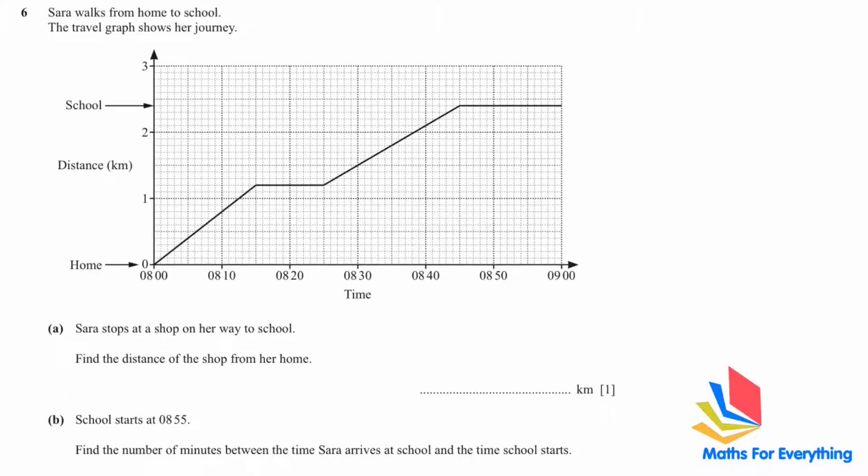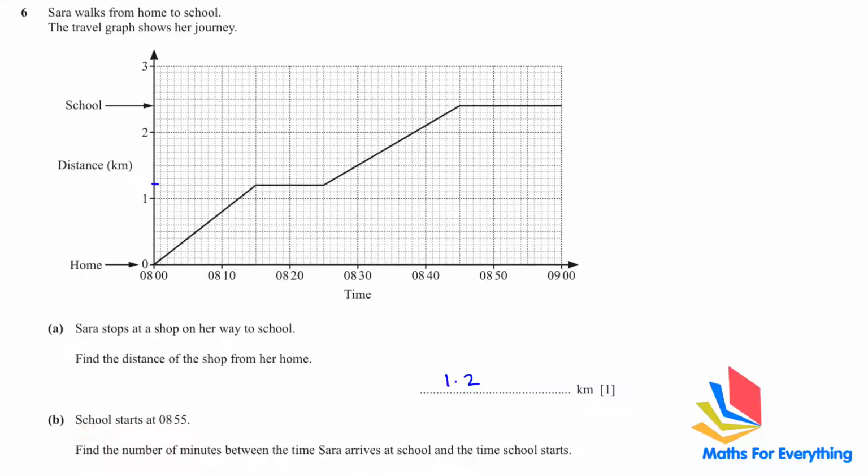Question number 6. Sarah walks from home to school. The travel graph shows her journey. This is the distance and this is the time. Sarah stops at a shop on her way to school. Find the distance of the shop from her school. This is showing us that Sarah is walking. The straight line is when she stops. So she stops when the distance is 1.2. This is 1.2 kilometers.